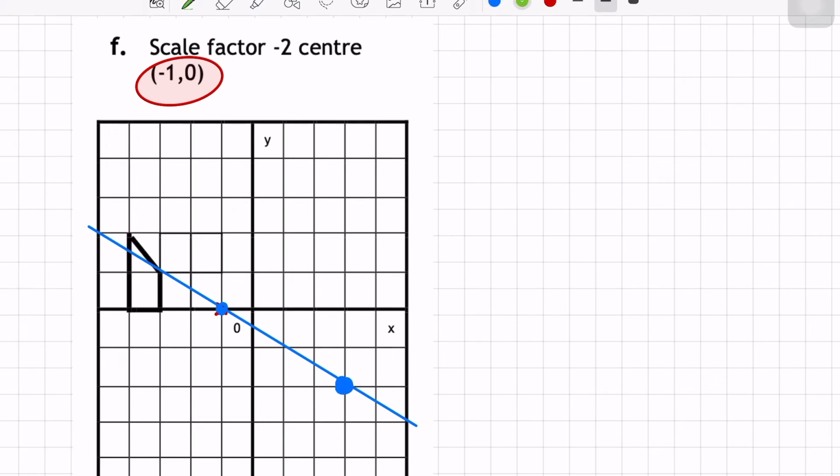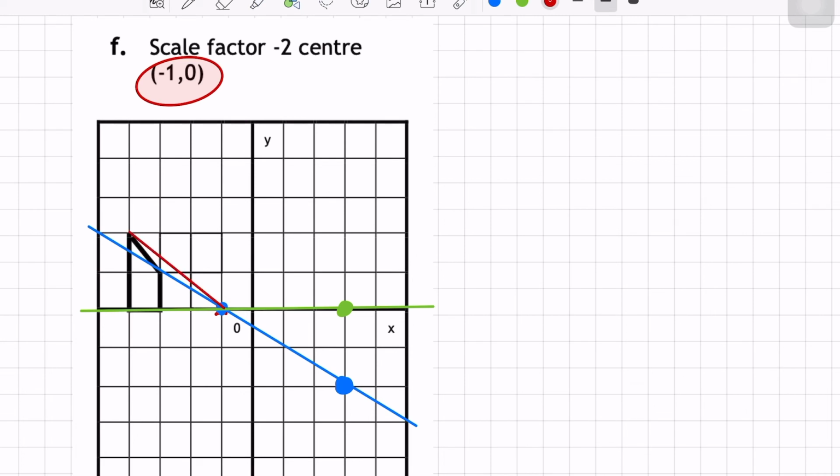Let's do one more. Join the center and point B and extend your line like this. How far do you have to go to get to point B? 2 to the left. Therefore, we need to double our journey in the opposite direction. Let's go back to the starting point. That is where the center is. We need to go 4 to the right, and this is our new point.